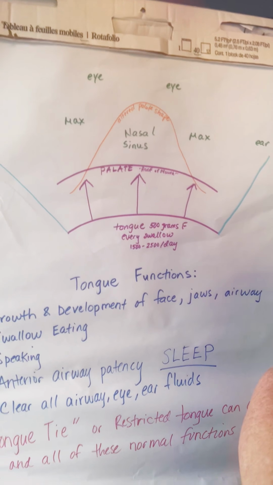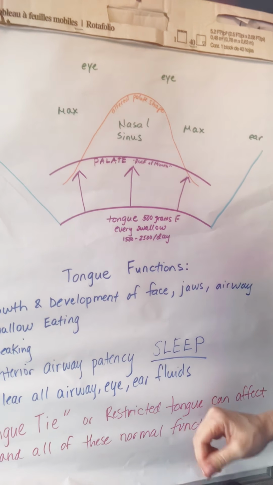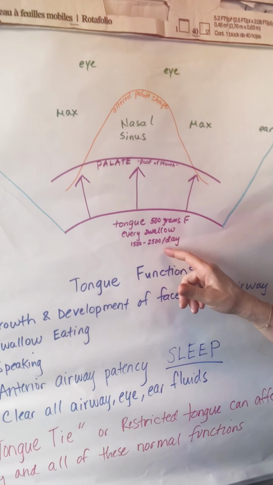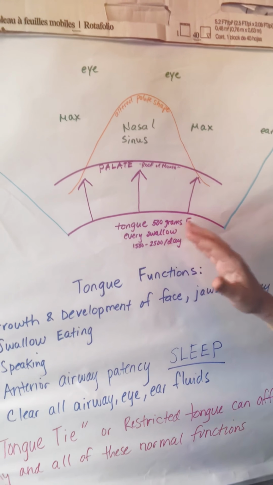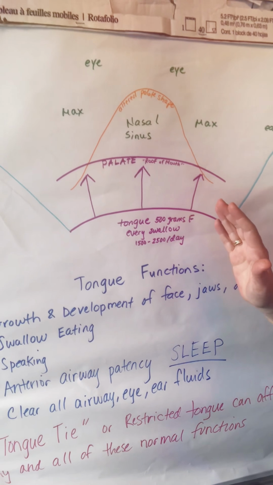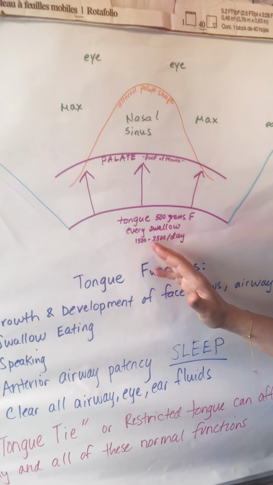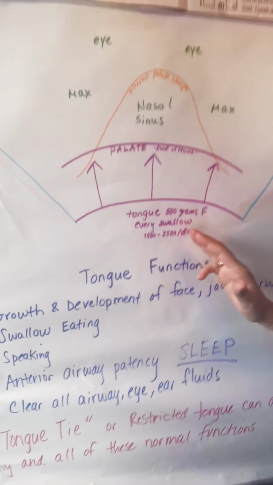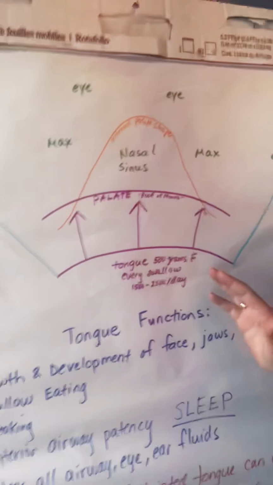So when a tongue swallows, it exerts 500 grams of force on swallow, and that's about 1,500 to 2,500 times a day. For reference, it takes 1.7 grams of force to actually move a tooth orthodontically. So 500 grams of force, 1,500 to 2,500 times a day is very powerful forces we're talking about biologically speaking.